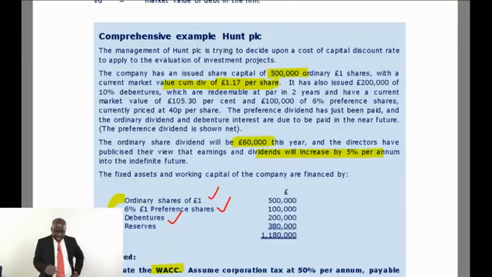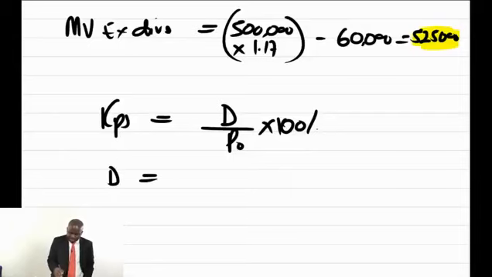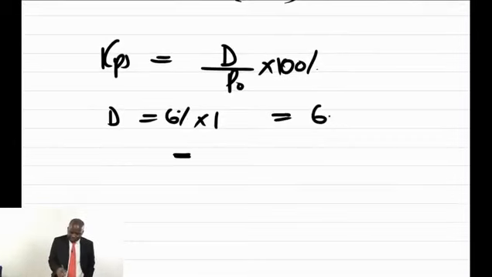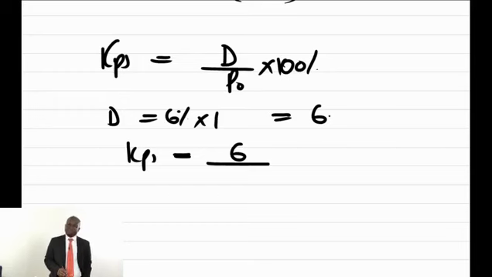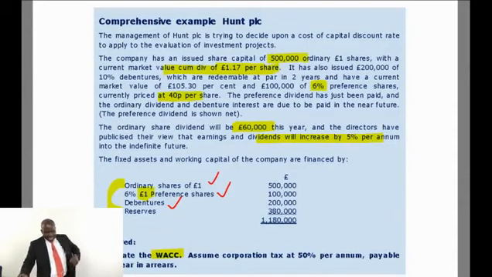When I go to the question, they've got 6% preference shares with a nominal value of £1 here. Because we said if the dividend is a percentage, it should be based on nominal value. So if I've got a percentage of 6%, where is the nominal value? This is the nominal value. What was given here is the market price. So I will say my D is equal to 6% of 1, which is equal to 6. Therefore, the cost of the preference share is 6 divided by the ex-div market price. What will be the ex-div market price?